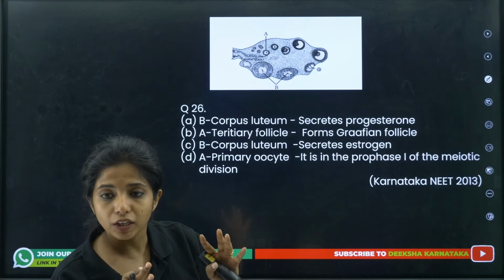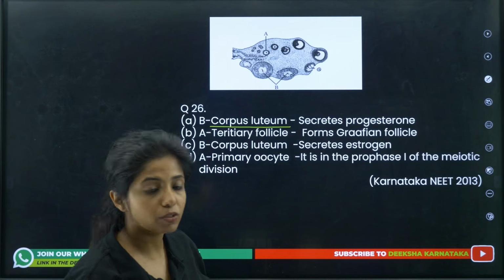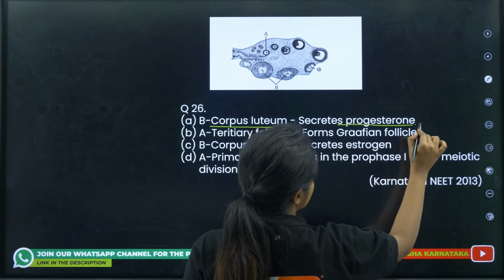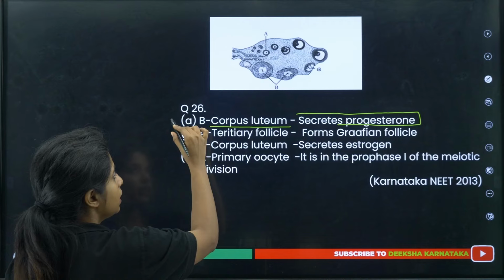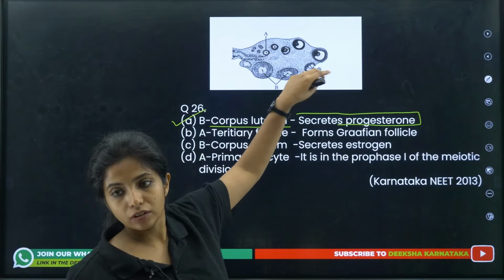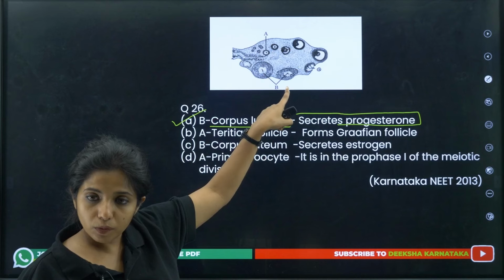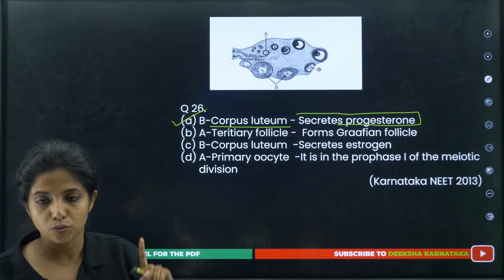Now what is left behind, children? The left behind thing is known as corpus luteum, and corpus luteum is the one that secretes progesterone, which maintains the endometrium lining. So this is the correct answer. Always remember the picture that is after ovulation, that means it is corpus luteum, and corpus luteum is the one that secretes progesterone, which maintains the endometrium lining as well.